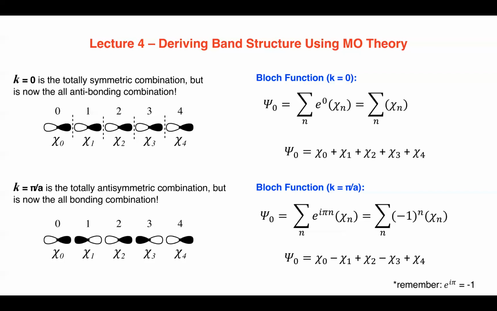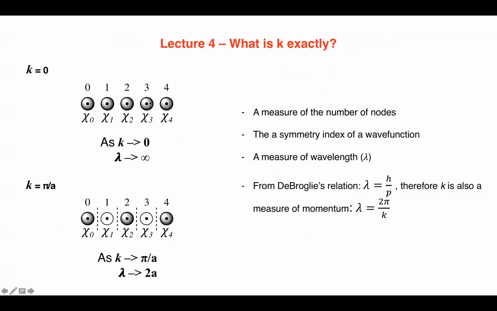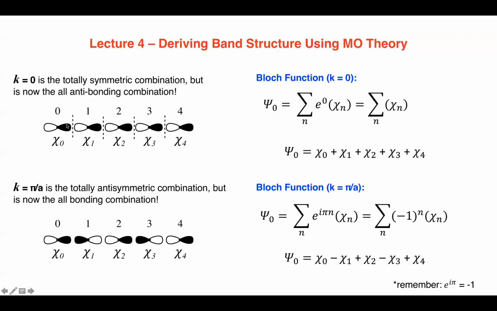So something happened, right? Before, k equals 0 was the all bonding combination, and k equals pi over a was the all anti-bonding combination, and now k equals 0 is the anti-bonding one, and pi over a is the bonding one. And this is a consequence of the symmetry of the component orbital being used to build the wave function. Okay, p orbitals and s orbitals are different. S orbitals are symmetric functions, p orbitals are anti-symmetric functions, and so they have a different nodal relationship and therefore a different kind of symmetry, and they respond to this Bloch function differently.